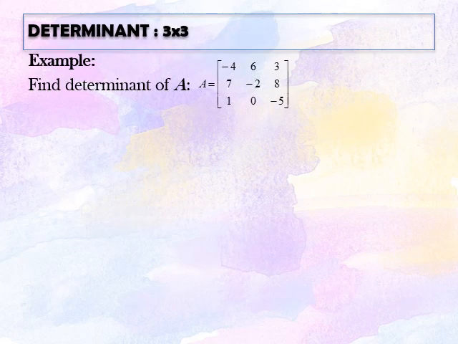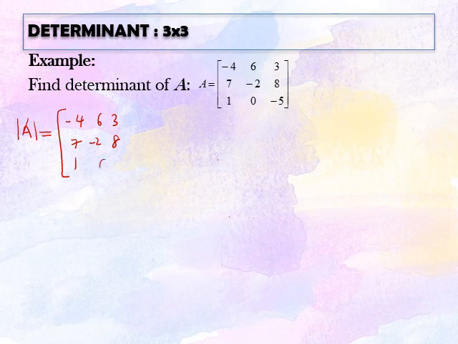So let us try this example. We want to find the determinant. First we write the matrix. The determinant of A is equal to -4, 6, 3, 7, -2, 8, 1, 0, -5. Then we add the first two columns: -4 we rewrite again, 6, -2, 0. We add them here, and then we will use the formula or the definition.